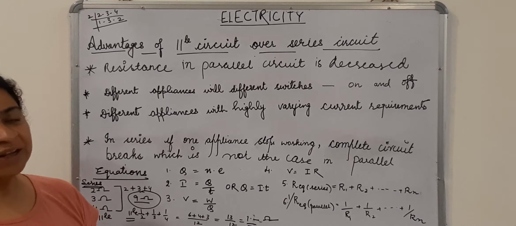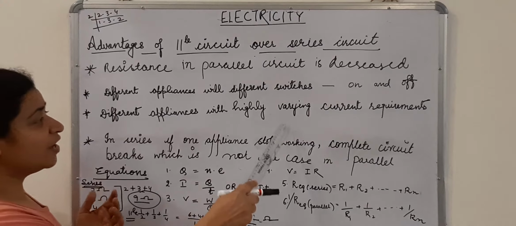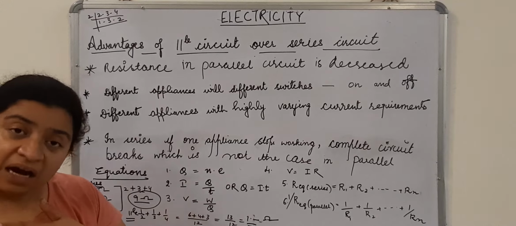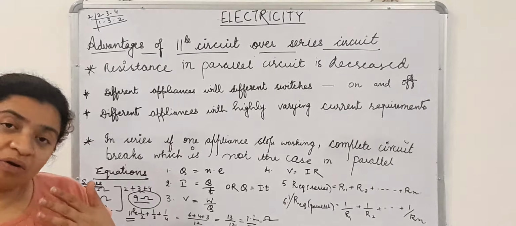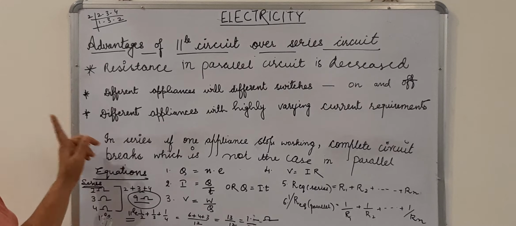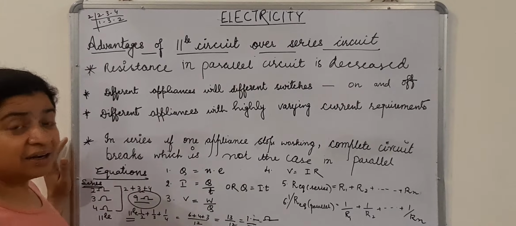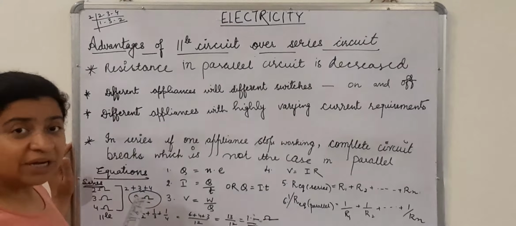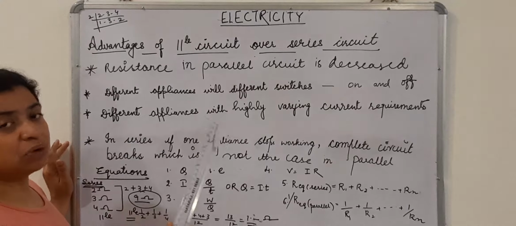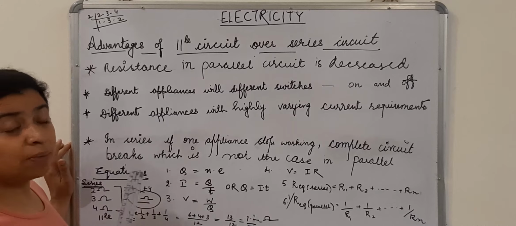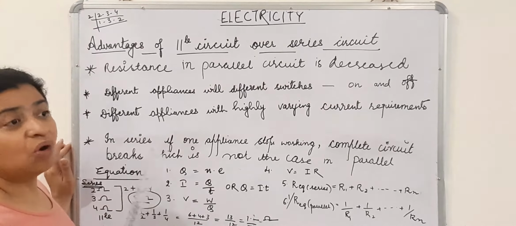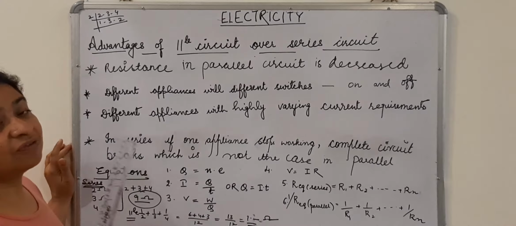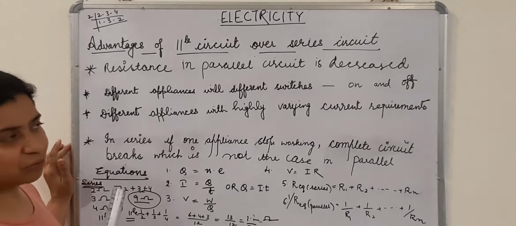That means different appliances have highly varying current requirements. A fan does not need as high a current as an oven or a geyser. As you all know, the current gets divided in parallel. So it is according to our wish whether, on the line with a low amount of current supply, we want to connect a fan or a tube light, and what we want to connect on the line where a high amount of current is passing.